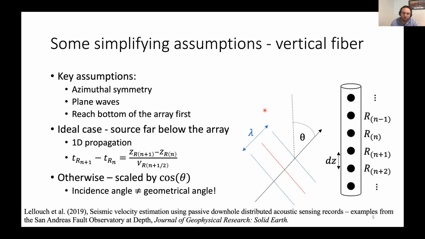Now, of course, we do not control the location of the sources, and they might be coming from the side. And we keep saying that the azimuth doesn't matter, but what matters is the angle of incidence relative to the vertical.